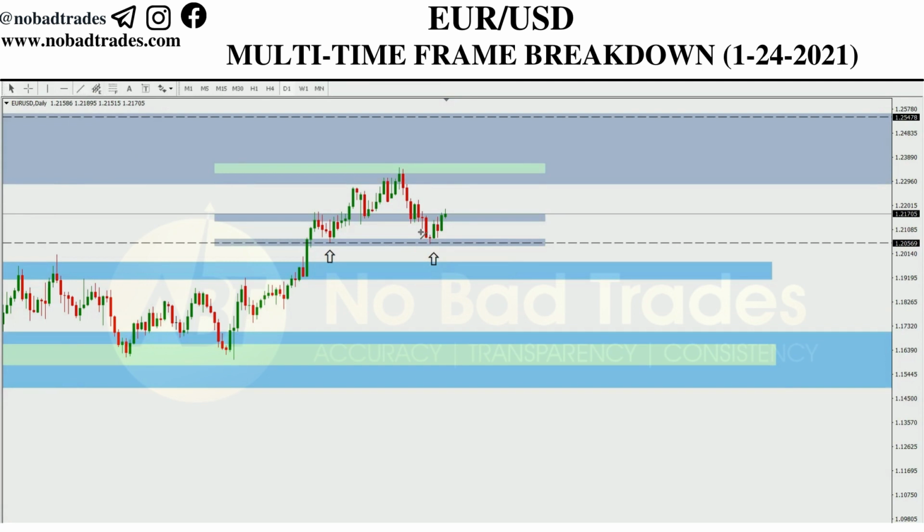So what does it mean? Could it mean that these buyers are going to push the price to the upside, or this is just a fake move and price is going to come to the downside? We don't know that for sure.